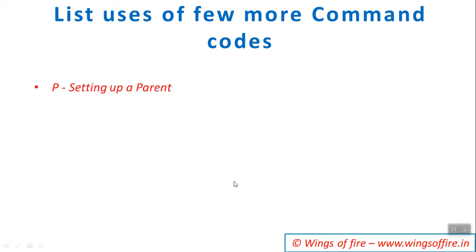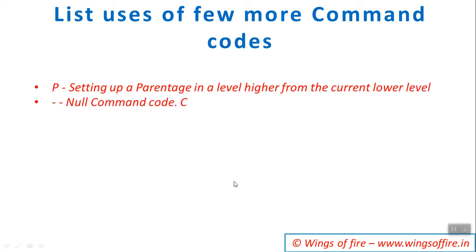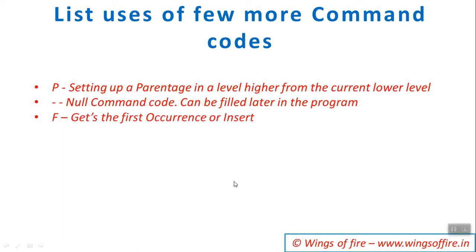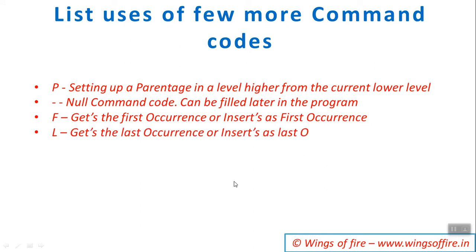Let's see some more command codes. P is for setting parentage on a higher level rather than the lower level, because by default parentage will be set on the lower level. A null command code can be used for reserving the command code space, so that you can use the space and move whatever command code you want in the procedure division dynamically.